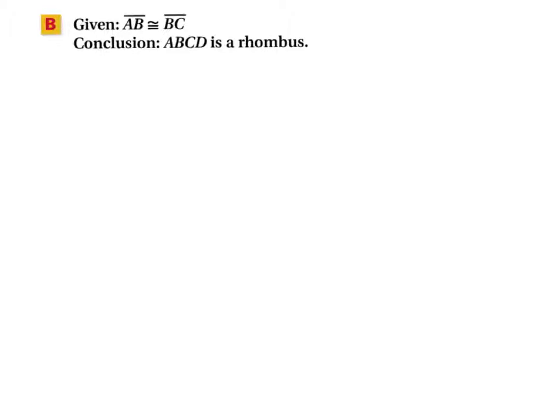So part B, given that segment AB is congruent to segment BC, prove that it's a rhombus. Just because I know segment AB is congruent to segment BC, can I prove it's a rhombus? Well, if you look at the conditions of a rhombus, they say that if you have one pair of consecutive sides congruent, then it's a rhombus. Is that true?